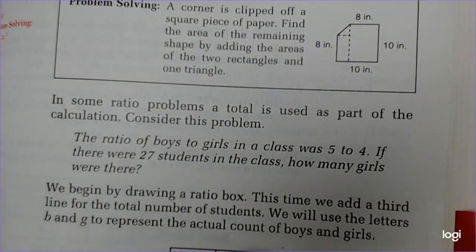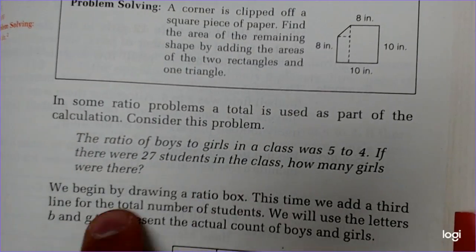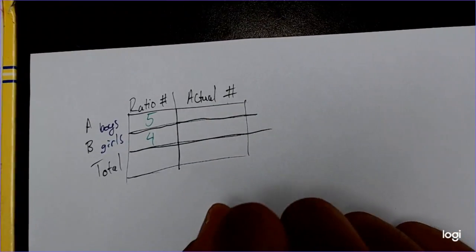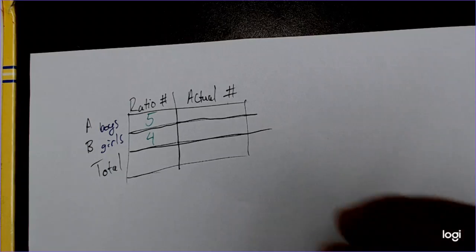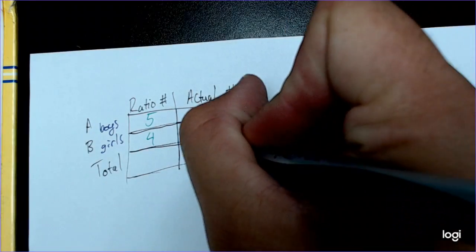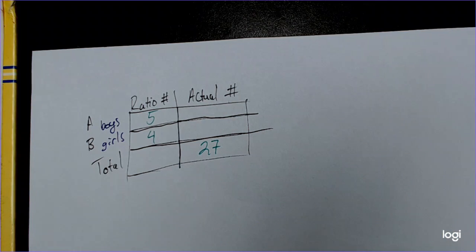Now here's the other thing they tell me. They say if there were 27 students in the class, how many girls were there? Okay, so 27 students, that's one of the actual numbers, and if they're saying students, then that 27 is referring to the total students. 27 students actually. All right, so now how in the world can I fill in the rest of this chart?